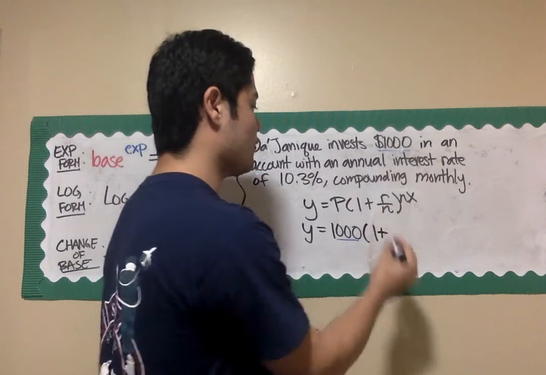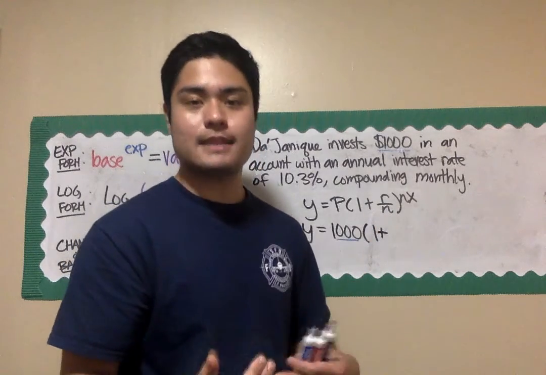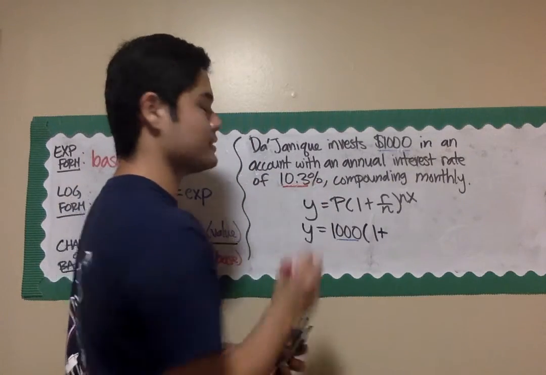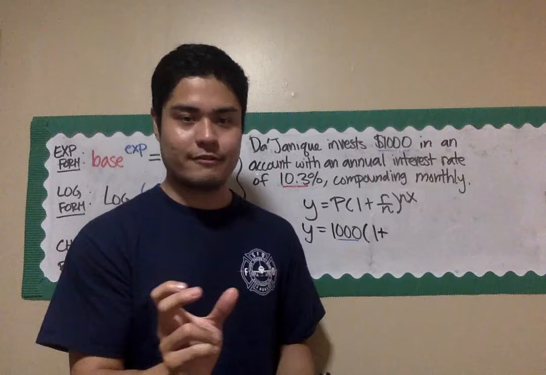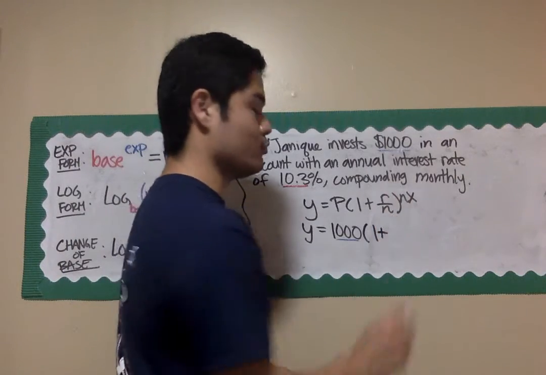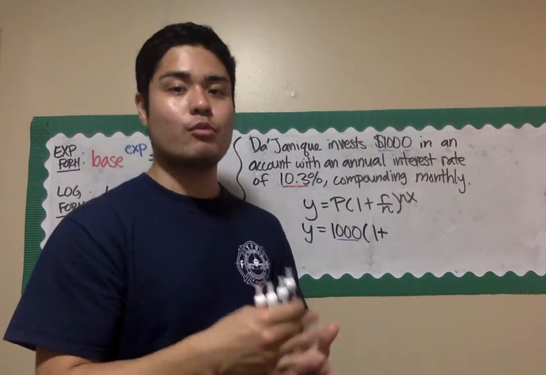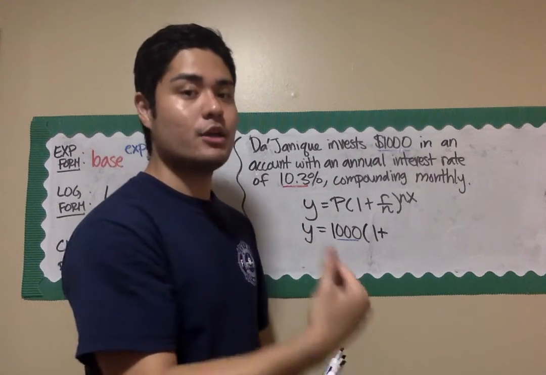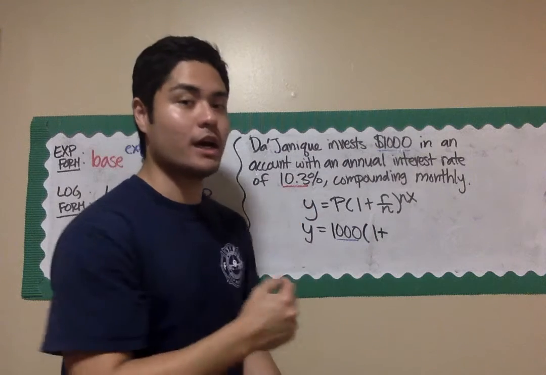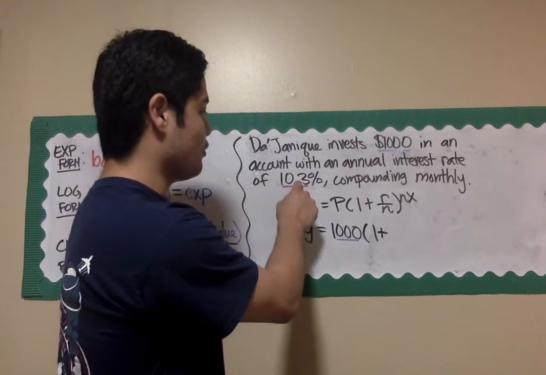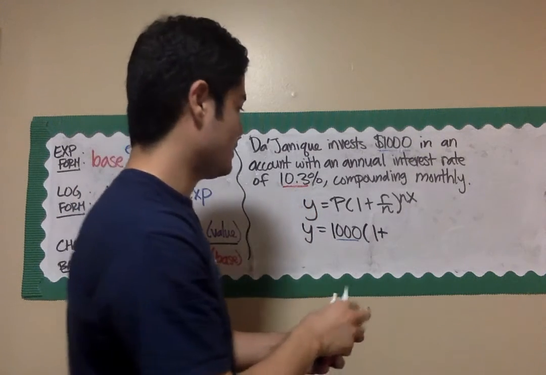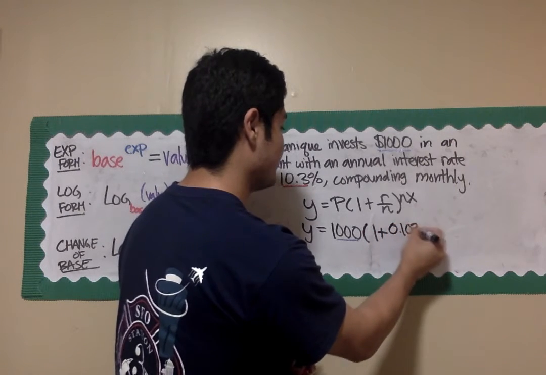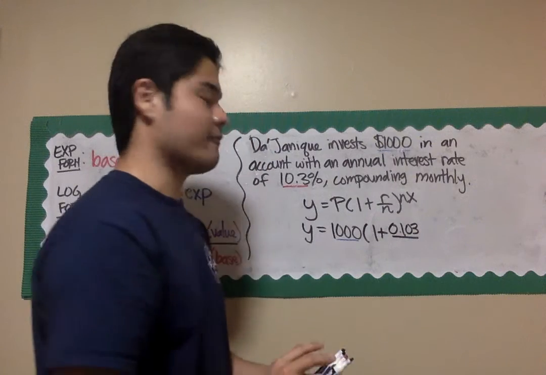Plus r over n. The rate is r. What is the annual interest rate? The annual interest rate is 10.3%. But we're not going to write the percent form in the equation. We're going to write it in decimal form. When we have a number in percent form, to make it into decimal form, you can either divide the number by 100 or move the decimal point 2 to the left. Whichever method we use, it becomes 0.103 over the frequency.